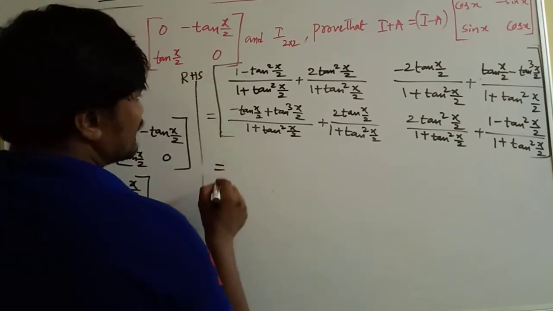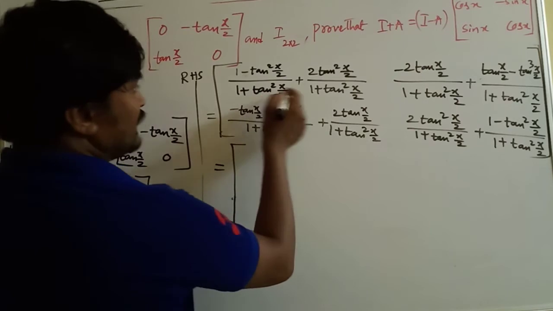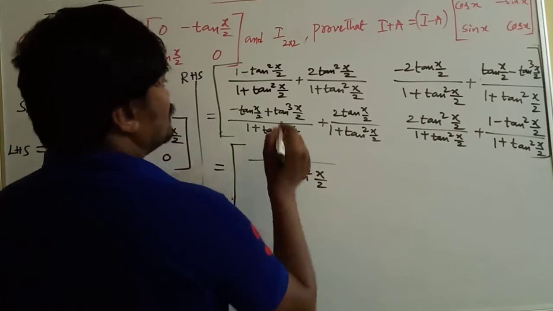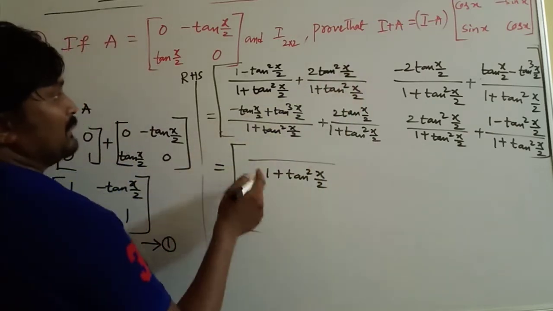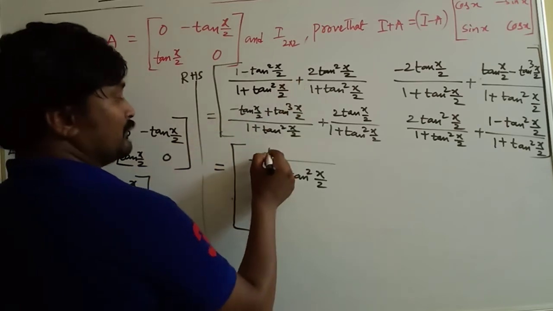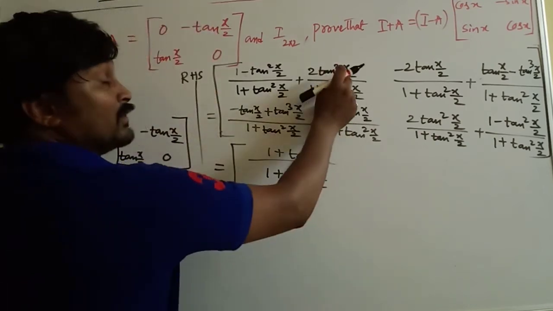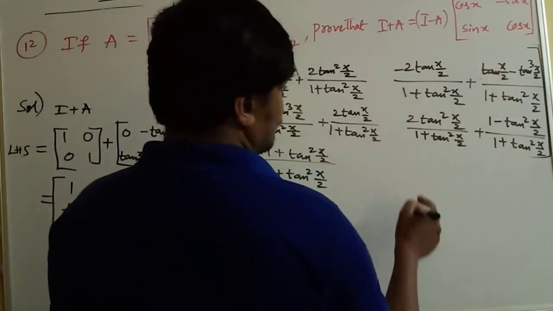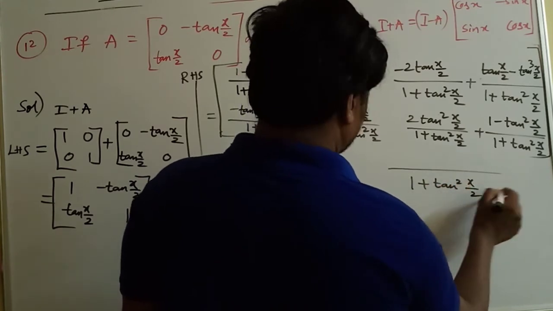Now this is equal to, now at both places we need to take the LCM, that is 1 plus tan square x upon 2 and 1 minus tan square x upon 2 plus 2 tan square x upon 2. That means 2 tan square x upon 2 minus tan square x upon 2, what you get is tan square x upon 2. Okay. Same method now here also. So here 1 plus tan square x upon 2.